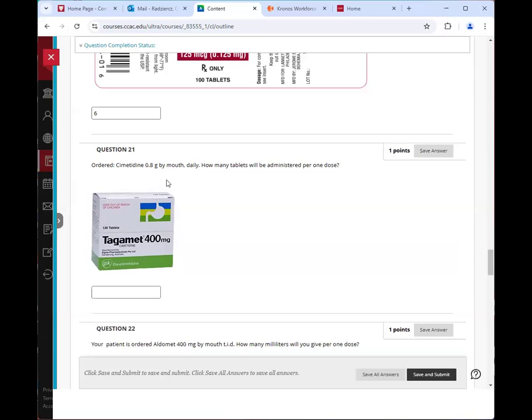All right. For cimetidine, it says the order is 0.8 grams, but we want to know how much to administer in 1 dose. You can see that it's Tagamet, 400 milligrams, and they're tablets. Okay, and it even says how many tablets will be administered in one dose. So again, we're going to convert that 0.8 grams to milligrams. So 0.8 grams is 800 milligrams. 800 over 400 would be 2.